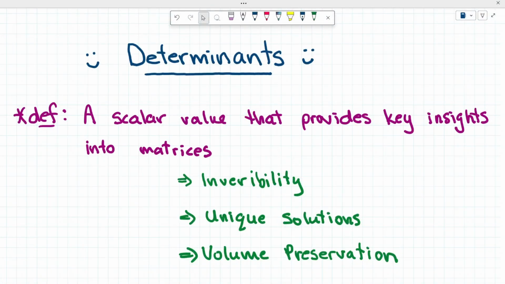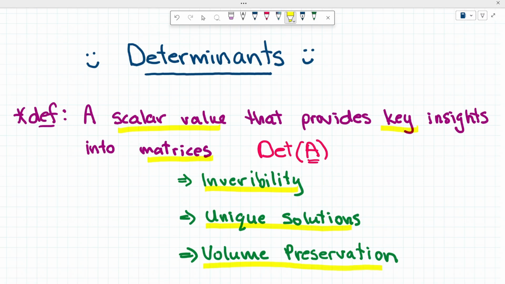Okay, let's start by looking at what the definition is for a determinant. Very simply put, a determinant is a scalar value that provides key insights into matrices. We denote determinants as det, D-E-T, and then in brackets A, for some matrix A. It can tell us about the invertibility of the matrix. It can tell us whether the matrix has unique solutions, and it can also give us key insights about whether volume is preserved when we transform our matrix into space.